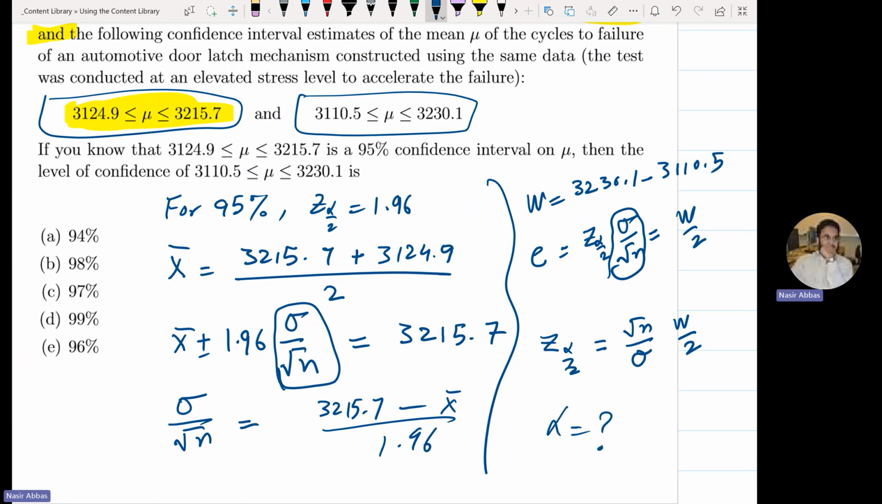alpha. Very, very, very complicated question. Very complicated question. Probably A+ question, this one.